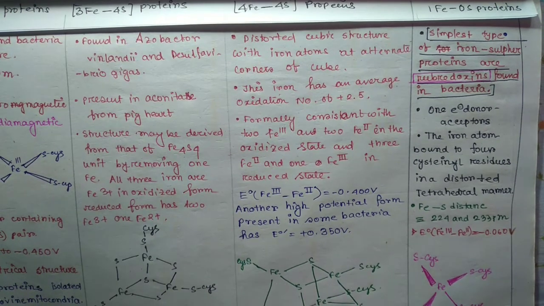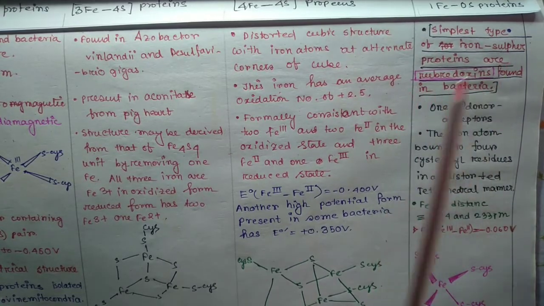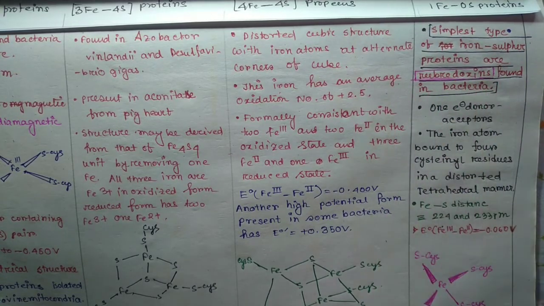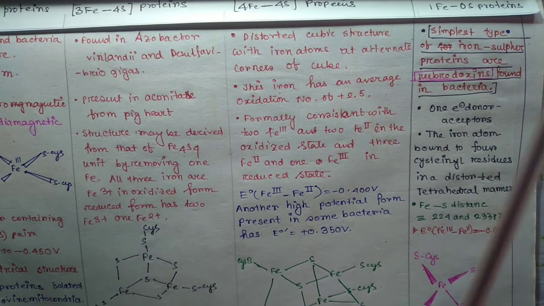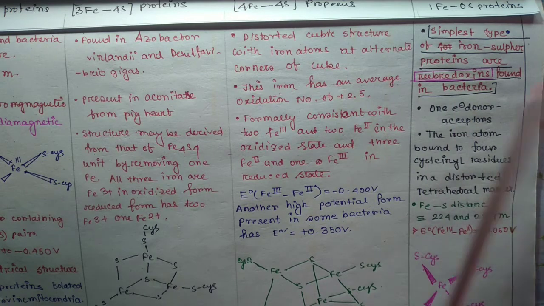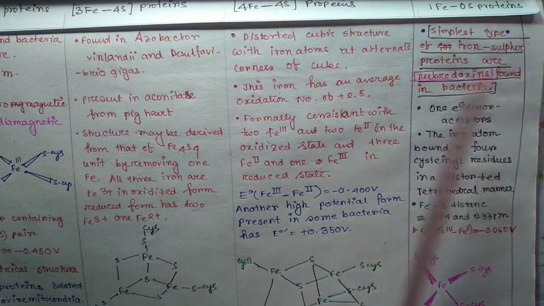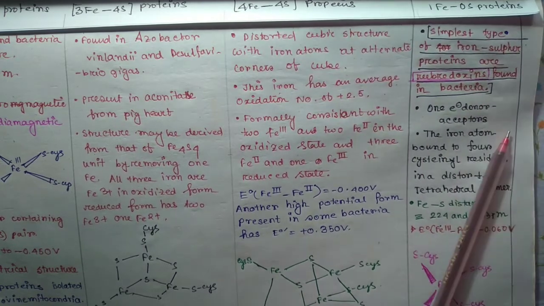So here I'm going to discuss the iron sulfur proteins. The first type of iron sulfur protein is the one with one iron and zero sulfur. That means there is no sulfur, there is only one iron, that is a one iron and zero sulfur protein. The simplest type of iron sulfur protein is rubredoxin, which is found in bacteria.